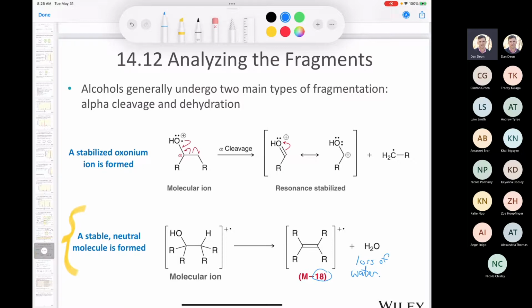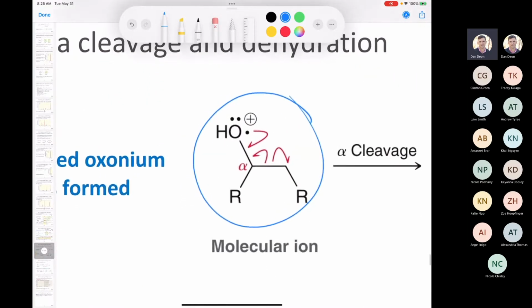The other one that is very common for an alcohol is what's called alpha cleavage. Now, before you get intimidated by all these arrows and say, what the heck is all of that? Okay, I'll make it as simple as possible. You do not have to know how to draw those three fishhook arrows. Do not worry about those at all.